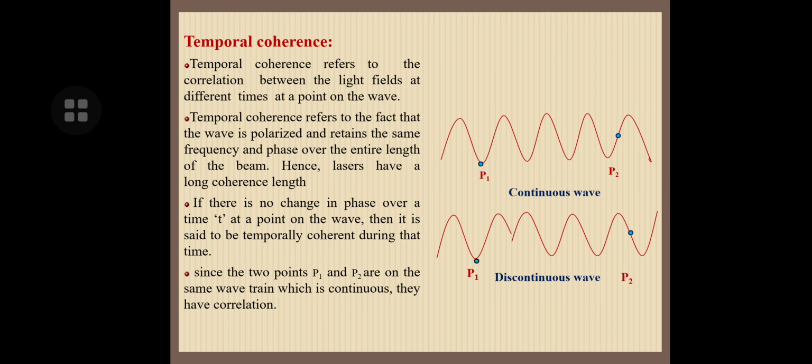Temporal coherence refers to the fact that the wave is polarized and retains the same frequency and phase over the entire length of the beam. Hence, the laser has a long coherence length. If there is no change in the phase order at time t at a point on the wave, then it is said to be temporally coherent during that time. Since the two points P1 and P2 are on the same wave train, which is continuous, they have correlation.